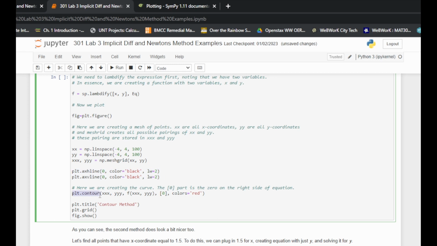And now we plot our contour, our curve. So we give all the possible coordinates. We find the value at those coordinates. And remember, we only want to know places where our expression equals to 0. So we define that here. We're saying when this value will be 0. And we'll make it look red. We add our title, grid, and we plot it.